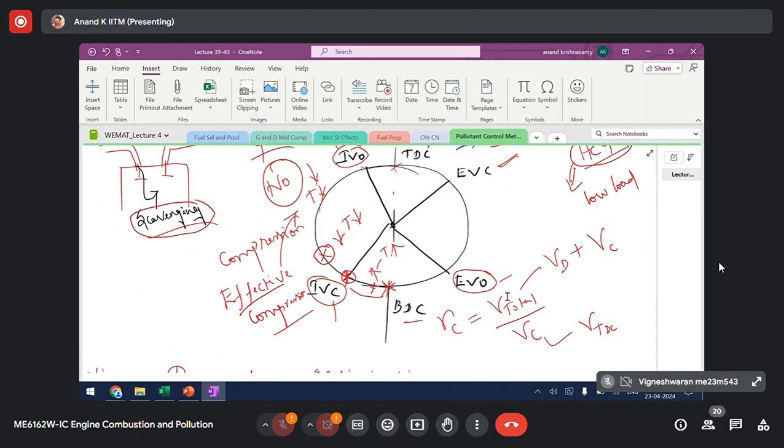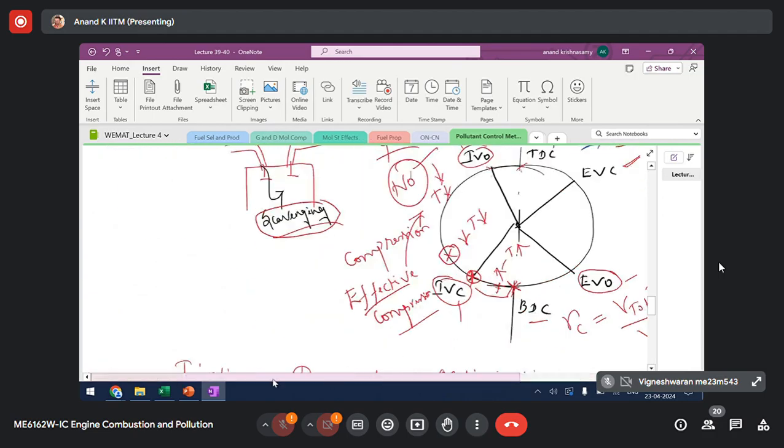Will we try to be more close to BDC? Under certain conditions, right? For NOx, from the primary pollutant or NOx control point of view, you will have to delay the process. Yes, noted. But please note that by delaying the effective compression, you are also reducing the power output because you are compressing less. There is always a trade-off. You need to carefully optimize. Yes, sir. Noted.